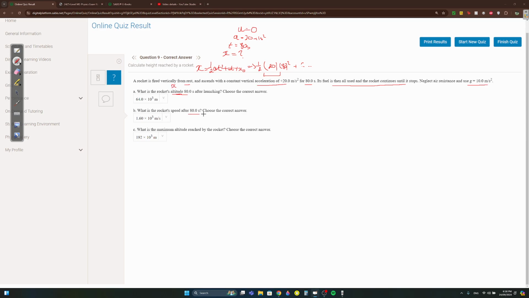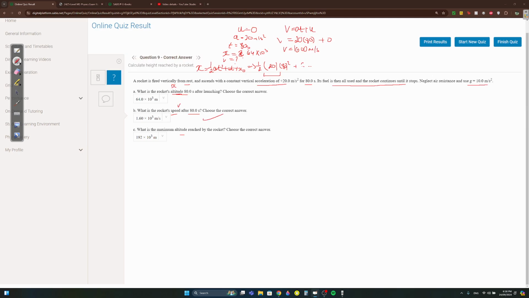Part B, what's the rocket's speed after 80 seconds? You don't need part A for part B. They want speed, so they want V. We found x, 64 times 10 to the power of 3. Now we want V, and you have everything, so it's very easy. The easiest formula for me for V is at plus u. Acceleration is 20, the time is 80, the initial velocity is 0. You get 1600 meters per second.